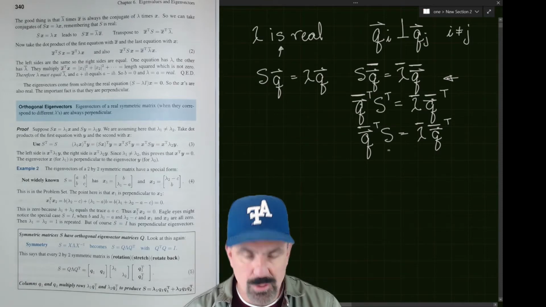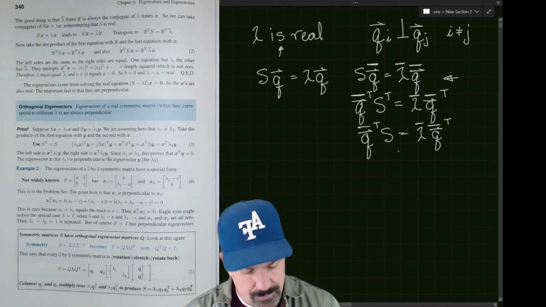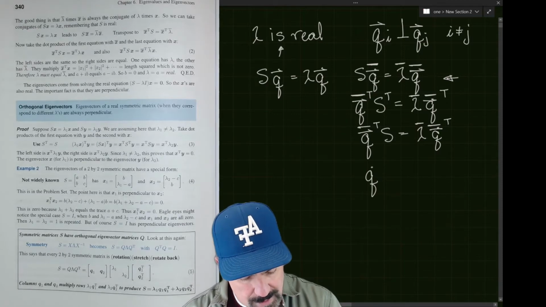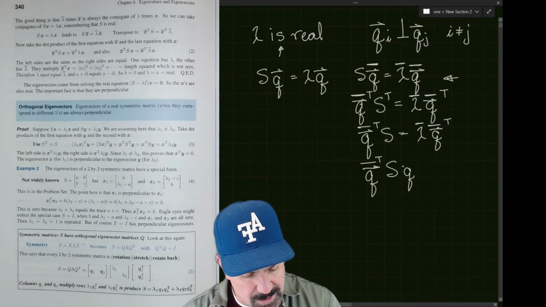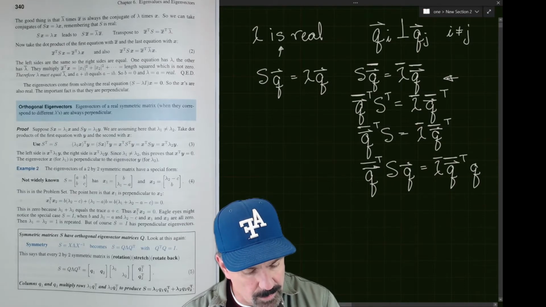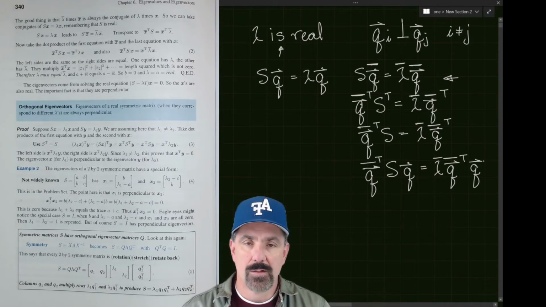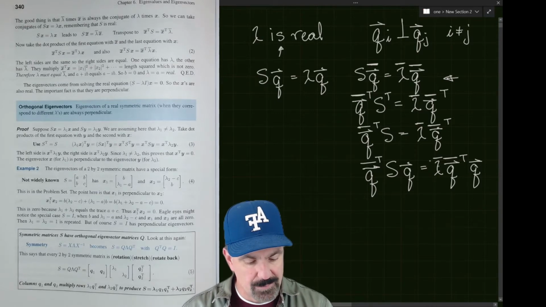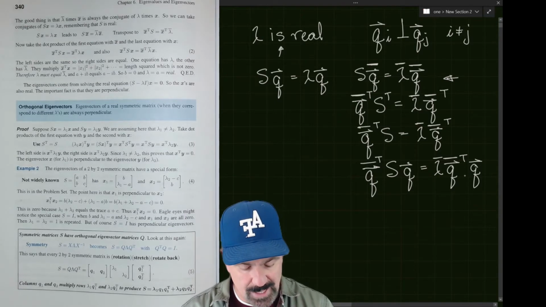And now what I'm going to do is right multiply by Q. So if I right multiply this by Q, the vector transpose S and then the Q vector, is equal to the complex conjugate of lambda, complex conjugate of Q transpose, multiplied by Q. And at this point, I'm done taking a look at this. We'll continue with that in a minute.